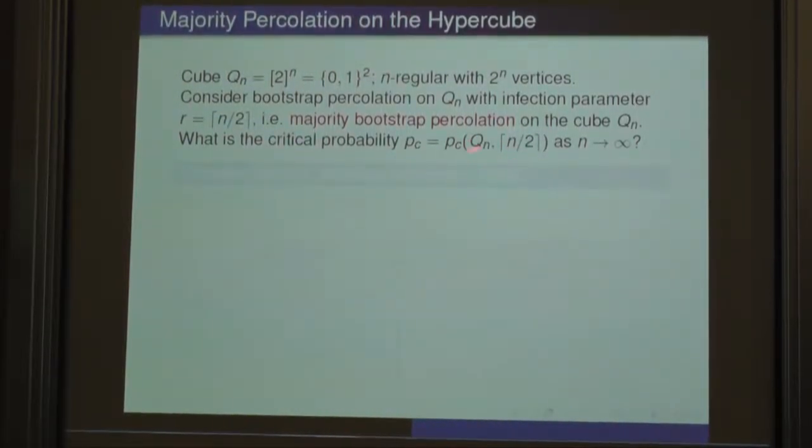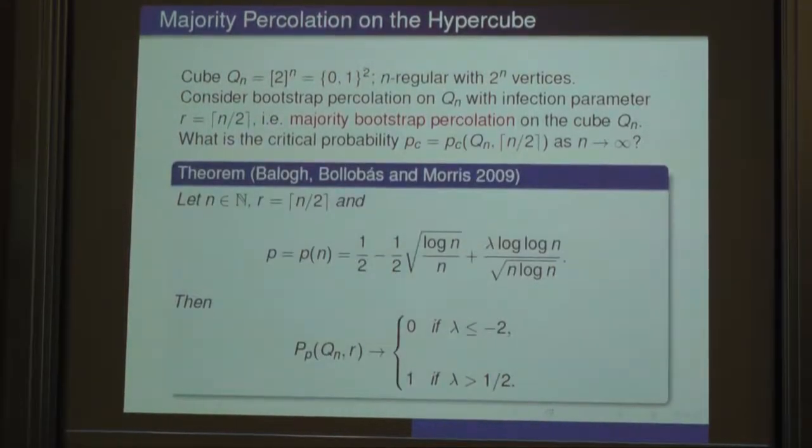And what can we say about the critical probability? Now, it's easy to see that it's about 1/2. So, of course, that's not what matters, but what comes later.